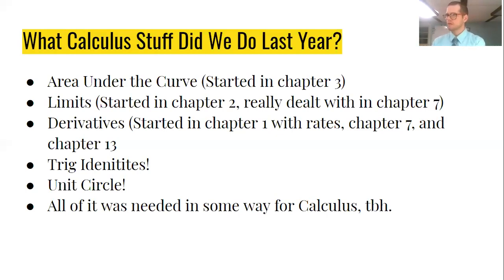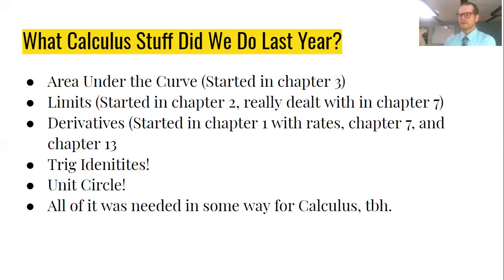In chapter 2, we started looking at limits, but we didn't really say the word limit. But we've really dealt with them in chapter 7 is when we explicitly started dealing with them. Derivatives. We started in chapter 1 dealing with rates because that's really what derivatives give us, their rates. But then we learned more about what derivatives are in chapter 7 and chapter 13.